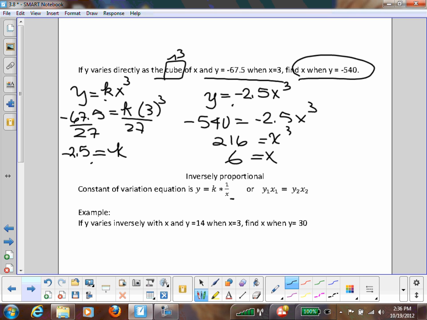Good? You like this? All right, scratch this one out. I'm not going to use that. Okay, inversely proportional, you want to think of dividing by your variable.